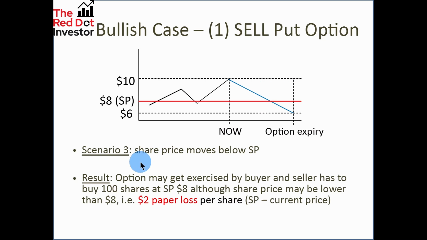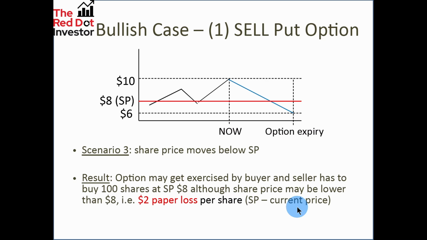Then we come to scenario 3, where the share price moves below the strike price. So you can see here in this scenario, at option expiry, the share price is actually trading at $6, and $6 is below the $8 strike price that we agreed upon. So the result is the option may get exercised by the buyer, and the seller has to buy 100 shares at strike price $8, although the share price may be lower than $8, which means the seller will incur a $2 paper loss, the difference between the strike price and the current price.